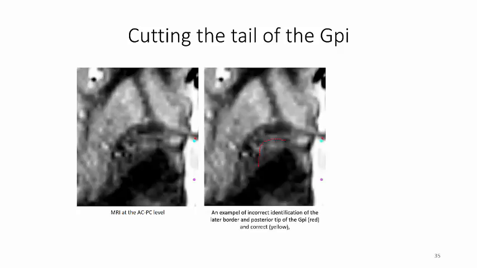Here we have one example of incorrect identification of the lateral border and posterior tip of the GPI in red. And here we see in yellow the correct delineation. This is also very similar to the atlas. These mistakes can be avoided by looking at more than one level and at more than one projection. Further, remember that the GPI of the patient should look at least similar to the GPI of the atlas. If you remove the posterior tail, it will have a different shape and be too small.